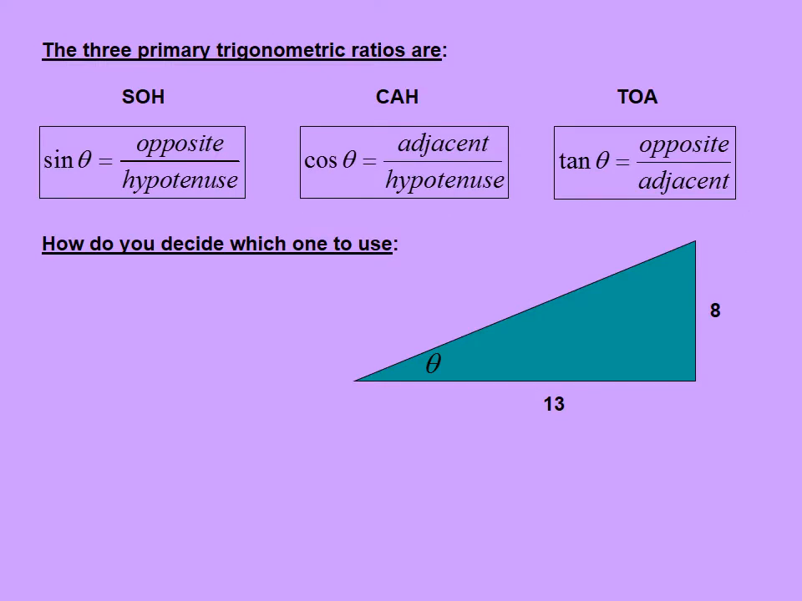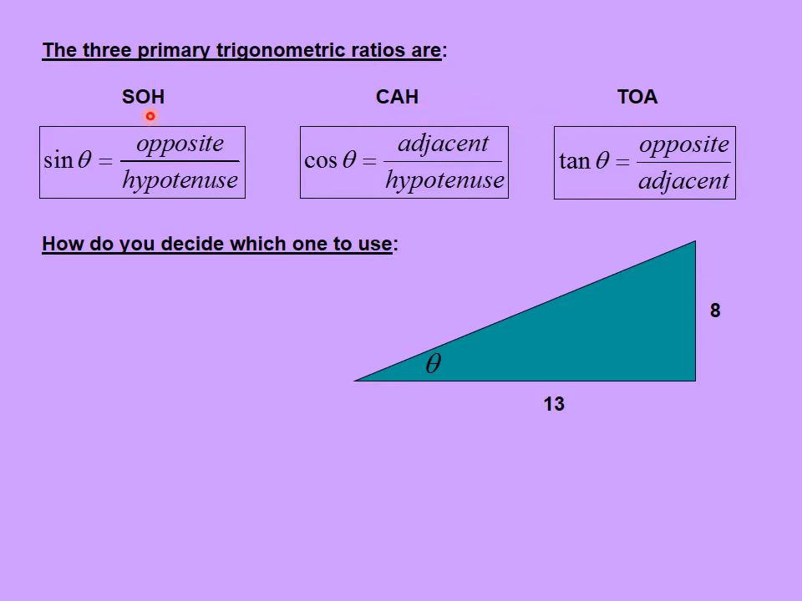Okay, the next thing you need to figure out is which of the three formulas do we want to use? And these are the formulas from grade 10 that we've learned before, so hopefully you remember them. The first one's called SOH, S-O-H, and the next one's called CAH, C-A-H, and the next one's called TOA.